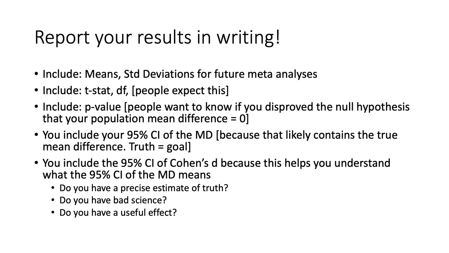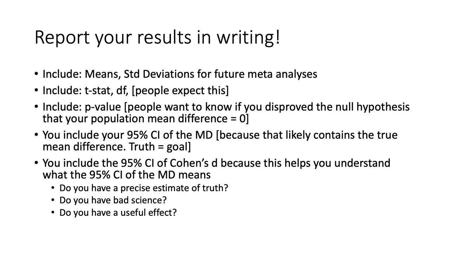The p-value is just simply telling the readers if we've disproved the null hypothesis, that your population mean difference equals 0. You include your 95% confidence interval of the mean difference because this likely contains the true mean difference of the population. So that's truth. 95% of 95% confidence intervals contain the true mean difference that we are seeking, the population mean difference that we are seeking, the truth that we want.